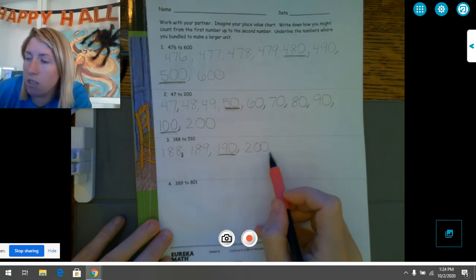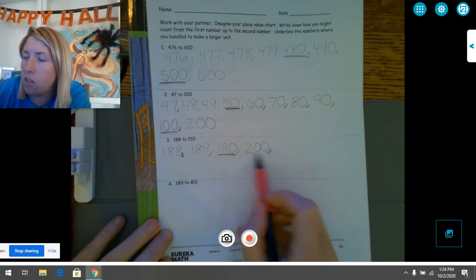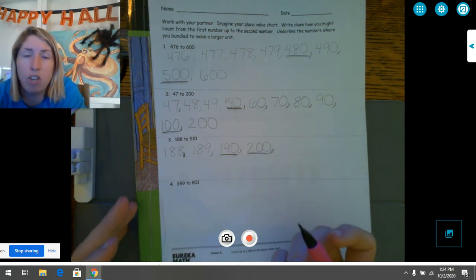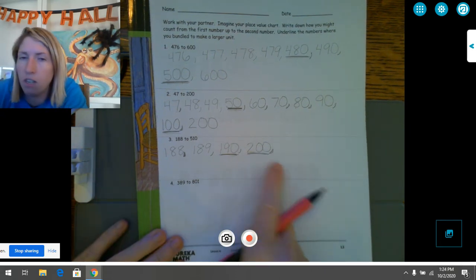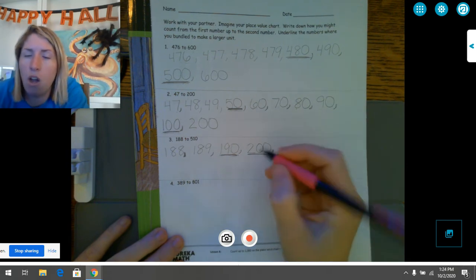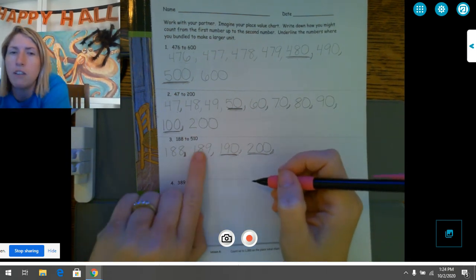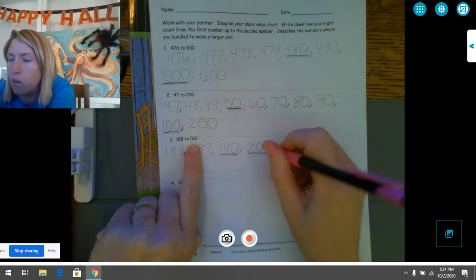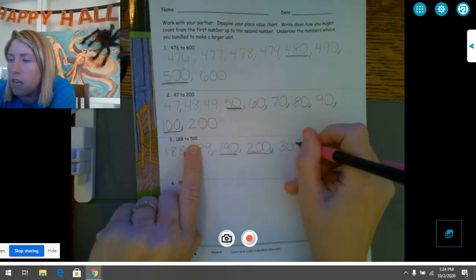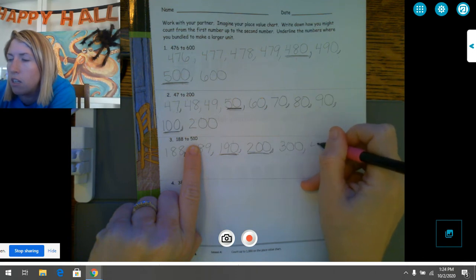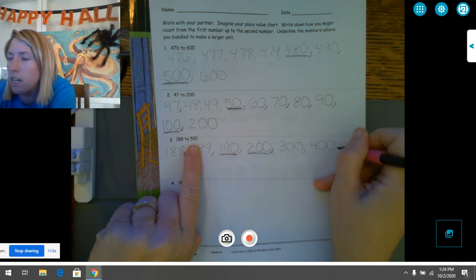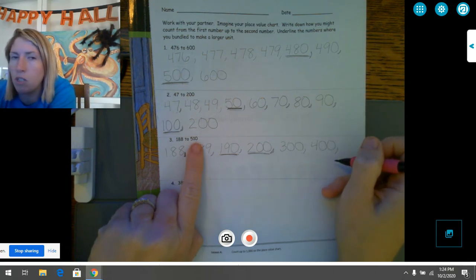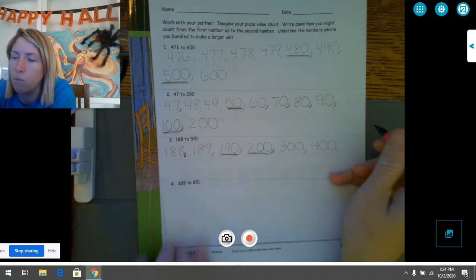And actually, this one's a little bit tricky. I'm going to underline the 200 because now I can switch and count by hundreds, right? I have an even 100 number. So now I can count by hundreds, and I'm trying to get to 510. So help me figure out where to stop. So I have 200, 300, 400. Can I do another 100 or will it be too much? I can do another 100.